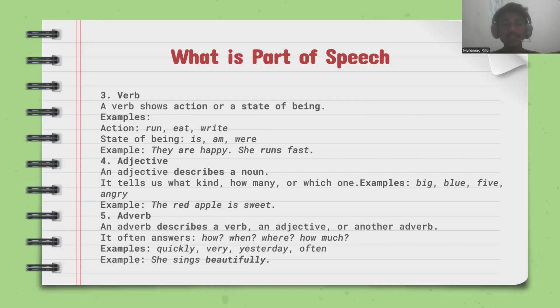Number 4 is adjective. An adjective describes a noun. It tells us what kind, how many, or which one. Examples: big, blue, white, and angry. Example: the red apple is sweet. Number 5 is adverb. An adverb describes a verb, an adjective, or another adverb. It often answers how, when, where, how much. Examples: quickly, very, yesterday, and often. For example, the sentence is: she sings beautifully.